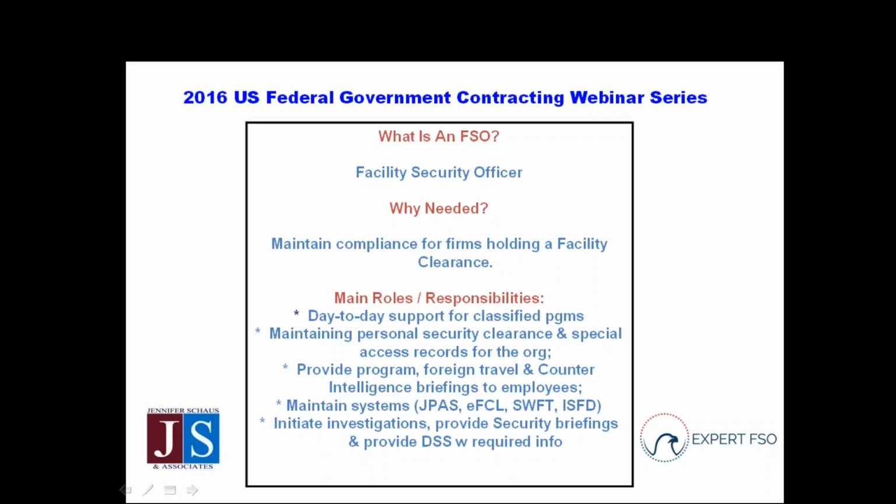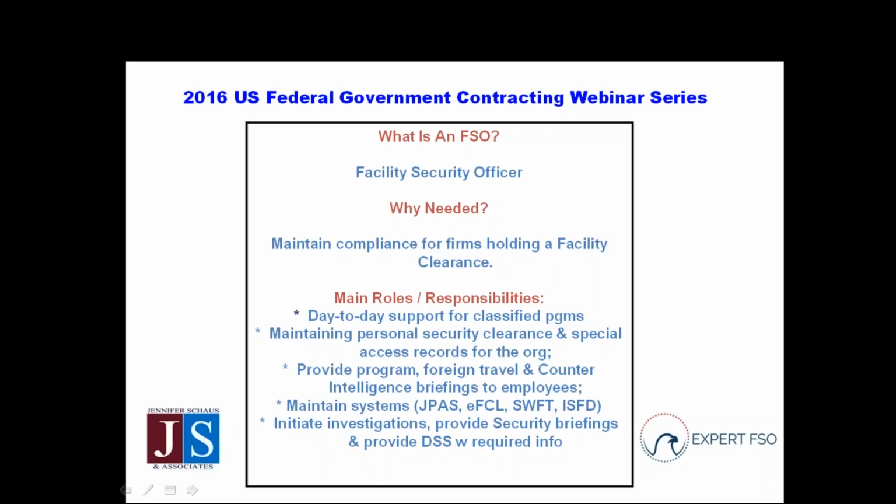Day-to-day support for classified programs. Every classified program contract has different requirements. You've got to make sure you're adhering to those. Maintaining personnel clearances and special accesses. People have clearances at different levels for different projects, and obviously each clearance level requires a different level of maintenance. There are periodic reinvestigations that are due. For, say, a top secret clearance, every 5 years they need to go under investigation again. It's called a periodic reinvestigation, or a PR. For a secret clearance, every 10 years somebody has to have a periodic reinvestigation. You have to monitor these dates and make sure you're staying on top of this.